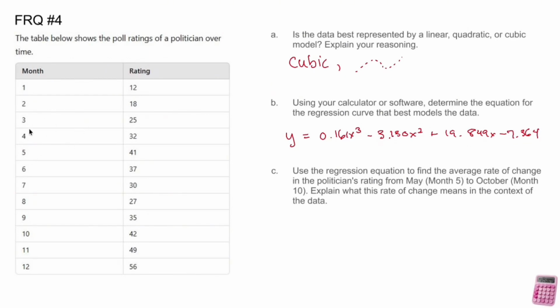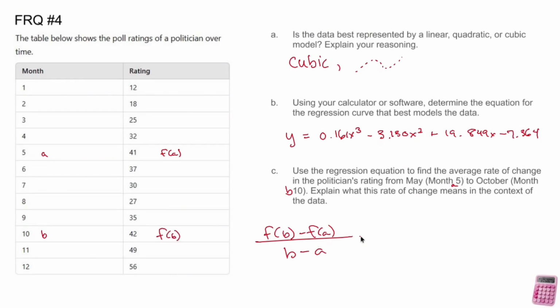In this case, all we really have to do is use the information that we're given. If we're using the average rate of change, that's this formula right here, the same formula that you used a bunch of times. So 5 would be my A, and 10 would be my B, and then the ratings would be my F of A and my F of B.